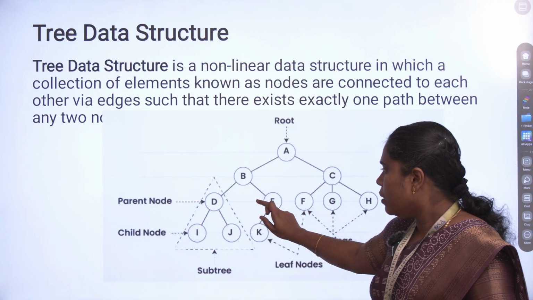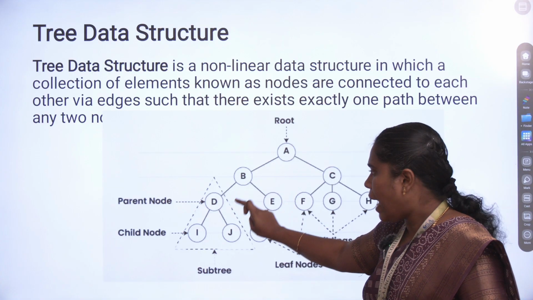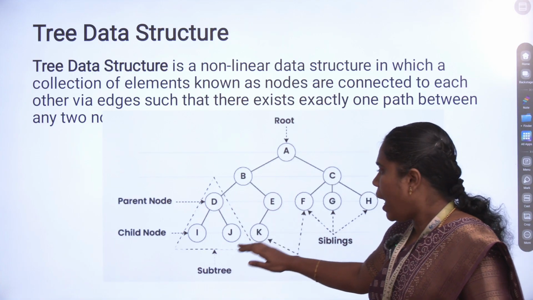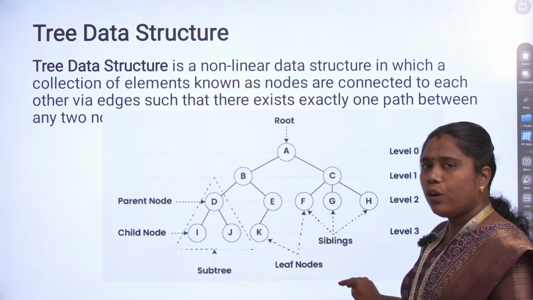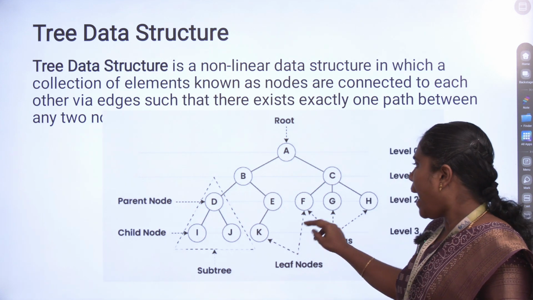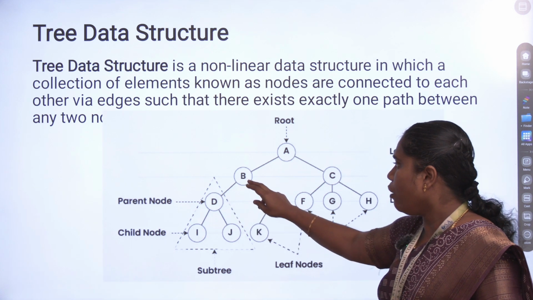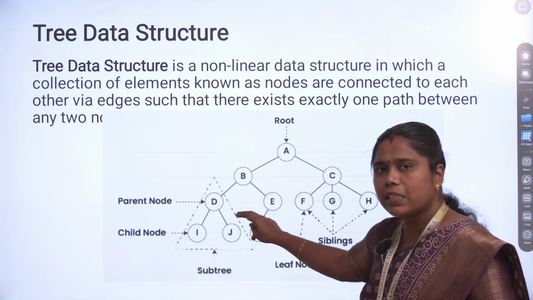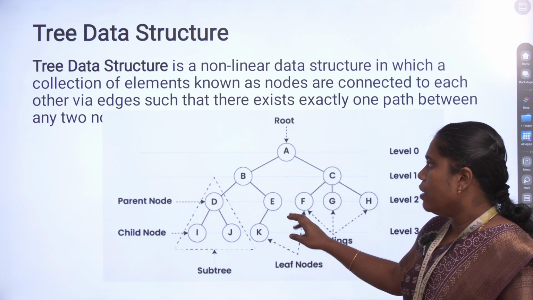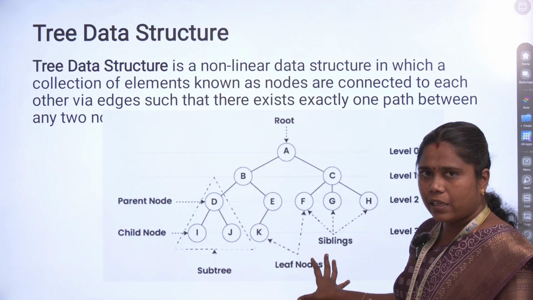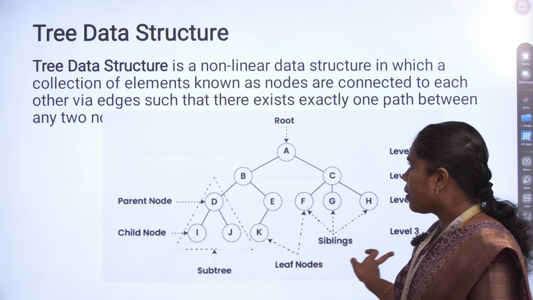In the subtree, this node is called a parent node and this is called a child node. The nodes at the lowest level are called the leaf nodes, and the children of the same parent are called siblings. So this is an example of a tree data structure, how a tree will look.